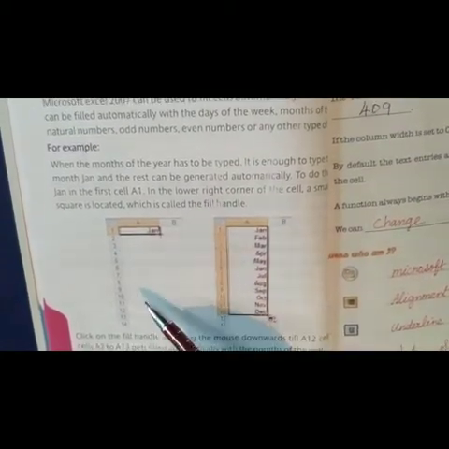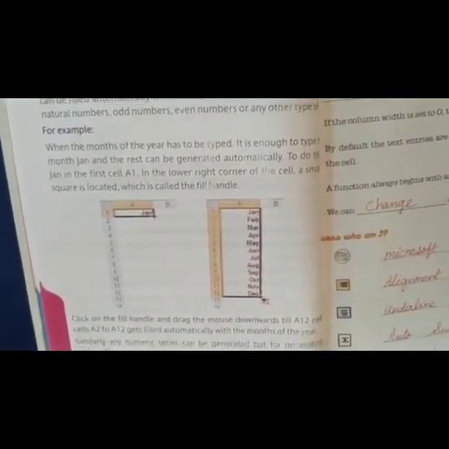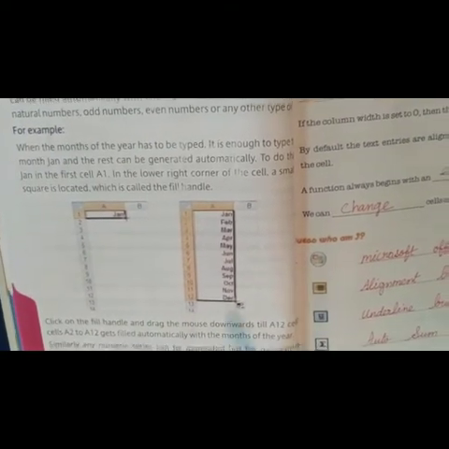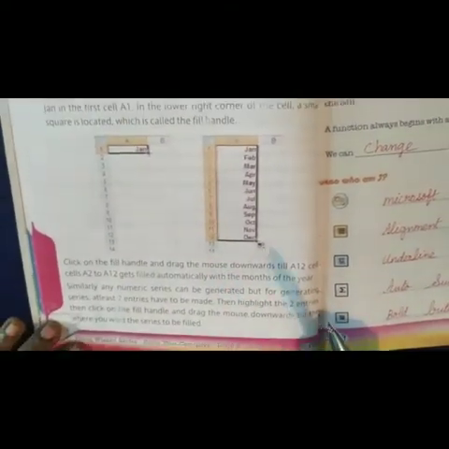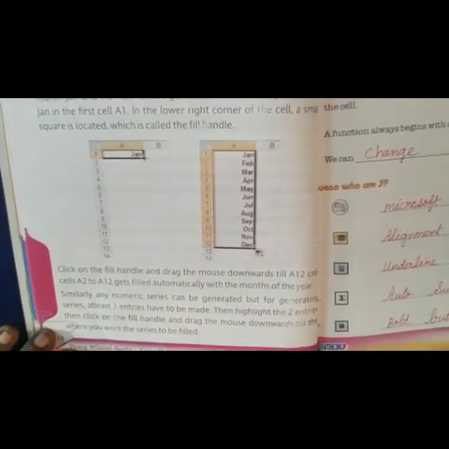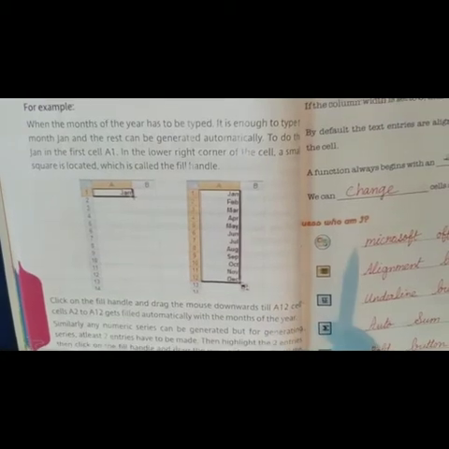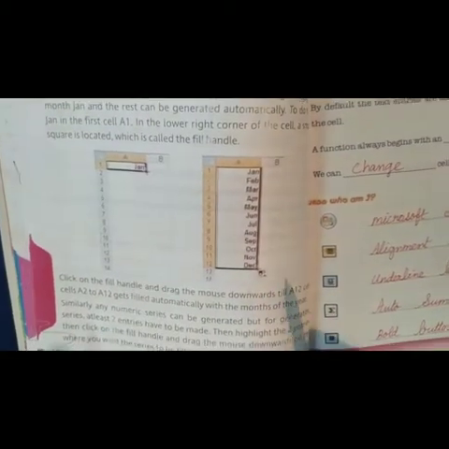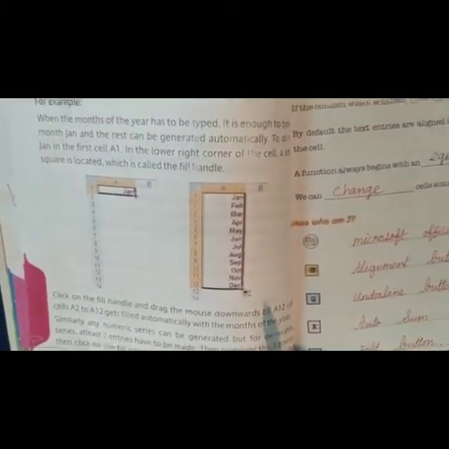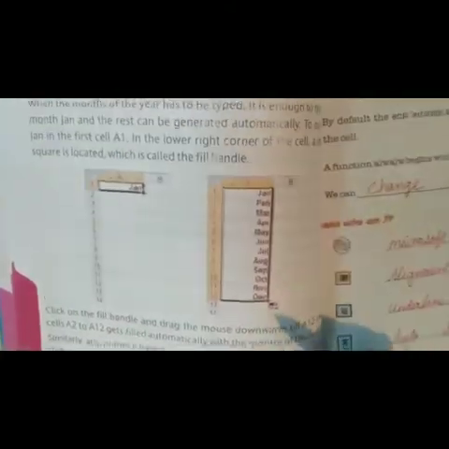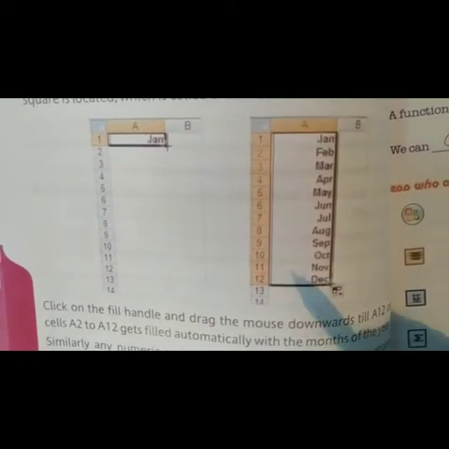Here the first entry is January. Click on the fill handle and drag the mouse downwards. Cells A2 to A12 get filled automatically with the months of the year. Similarly, to generate a numeric series, at least 2 entries have to be made. Then drag the mouse downwards to where you want the series to be filled.